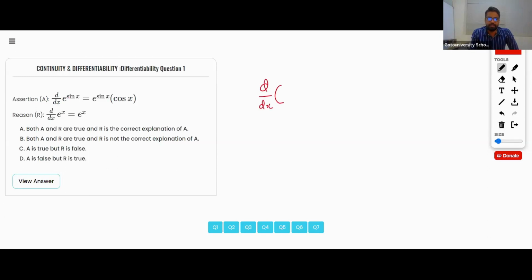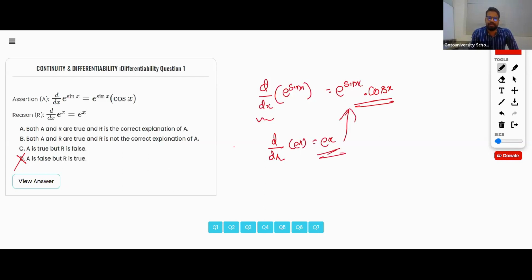d by dx of e power sin x will be equal to e power sin x and cos x. Yes, the assertion is correct. As the assertion is correct, option D is ruled out. The reason is that the differentiation of an exponential function is e power x. That is the reason we got this. Yes or no? That means both assertion and reason are correct, and R is the correct explanation of A. Right? Yes. Let me erase this. Let's go to the next one.